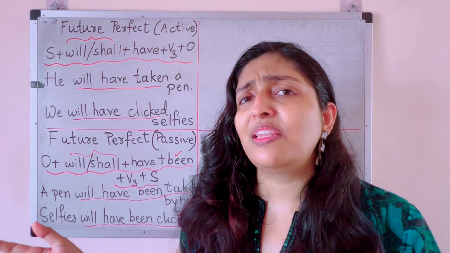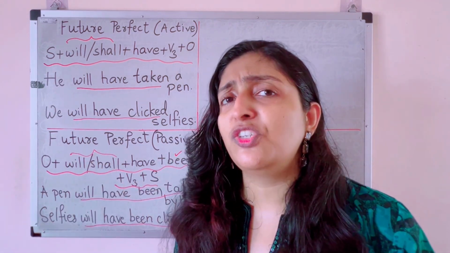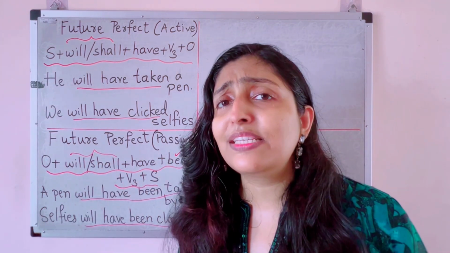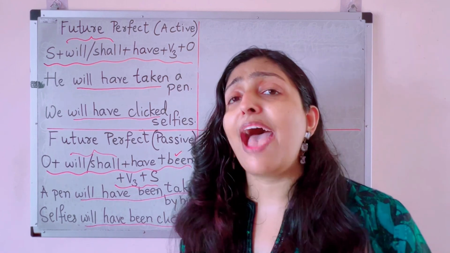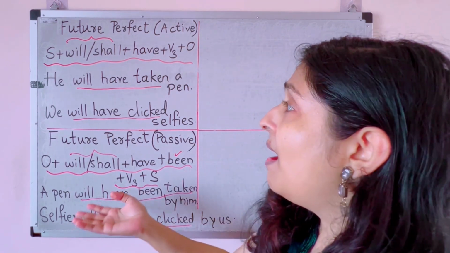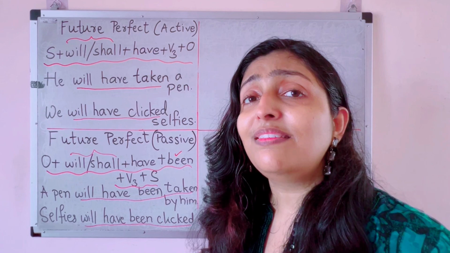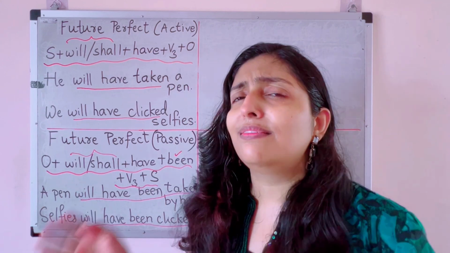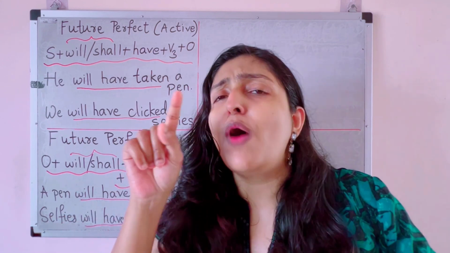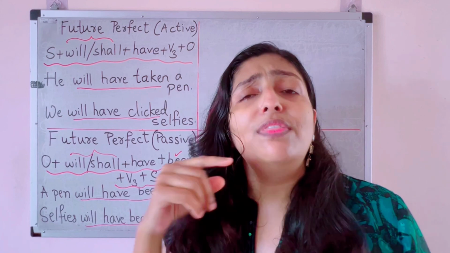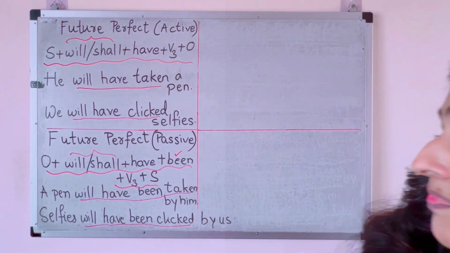He has taken a pen. A pen has been taken. We have clicked selfies. Selfies have been clicked. He will have taken a pen. A pen will have been taken. There is only need of one word in between, and that is BEEN.